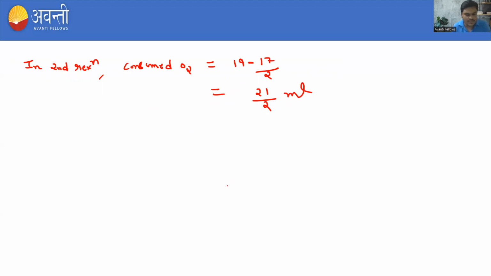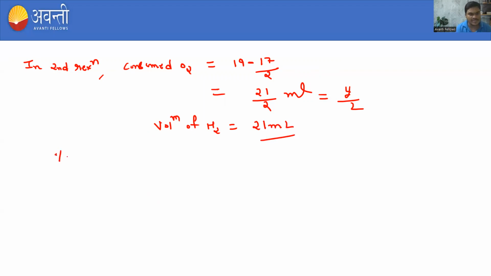So this comes to 21 by 2 ml. Or we say that this is equal to Y by 2. So this is the value we get. So the volume of H2 comes out to be 21 ml. This is the volume of H2 we have.